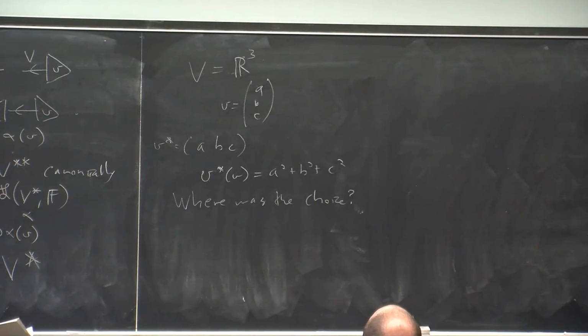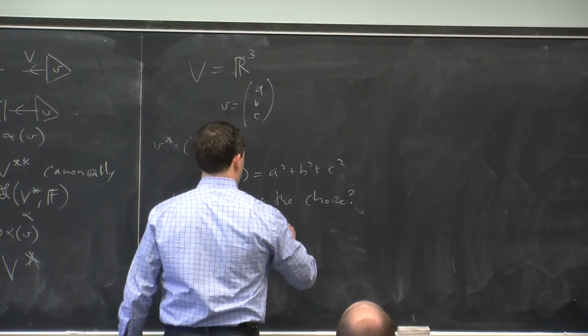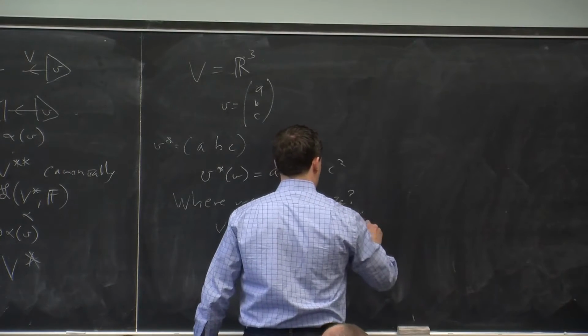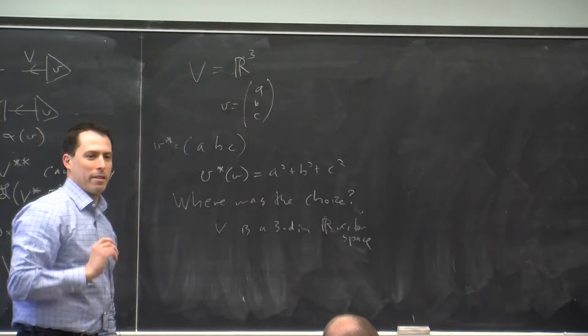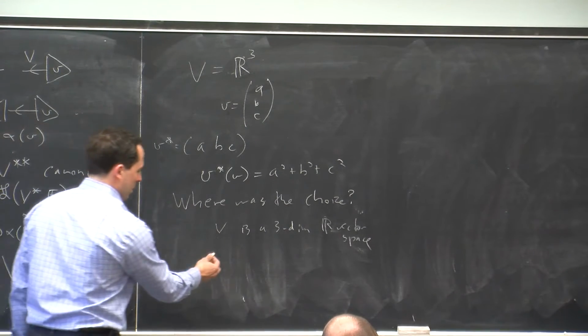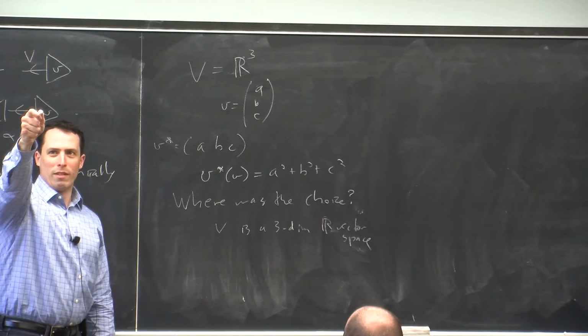It's kind of hidden. Well, let me ask it this way. Suppose V is a three-dimensional real vector space. Space of arrows in this room. Let's start from right here. That's sort of the same situation. So here's a vector. So what's the dual vector that I send that to?